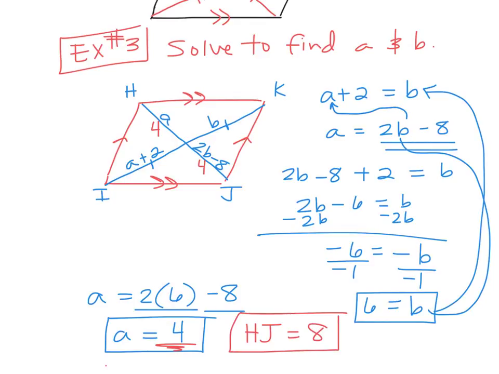What is IK? It would be 12. B is 6, so this one is 6 also. 6 and 6, IK would have to be 12. Okay? Questions on that?